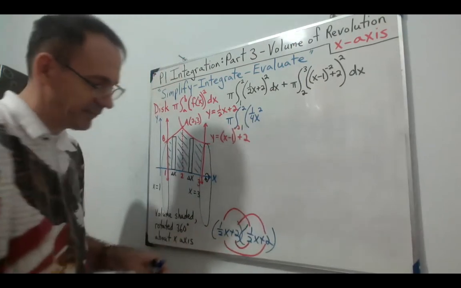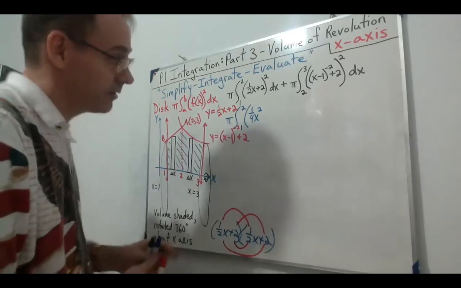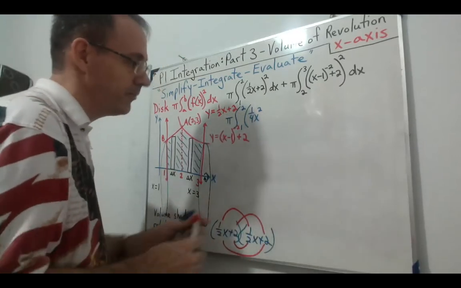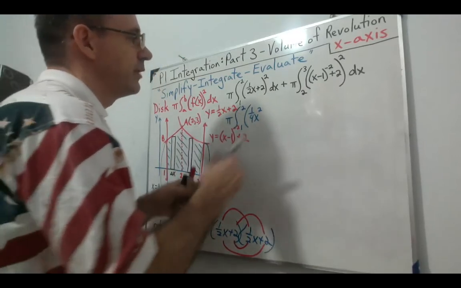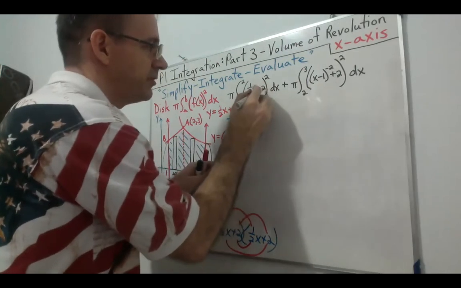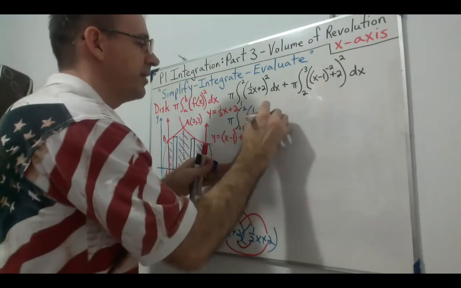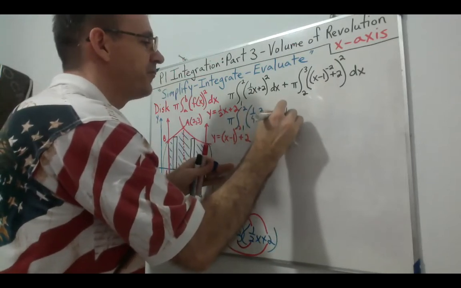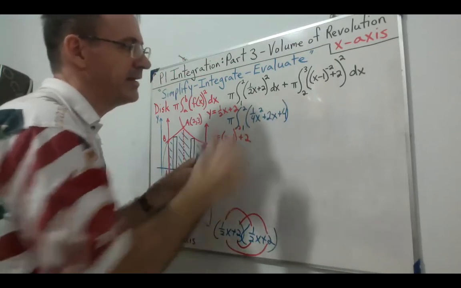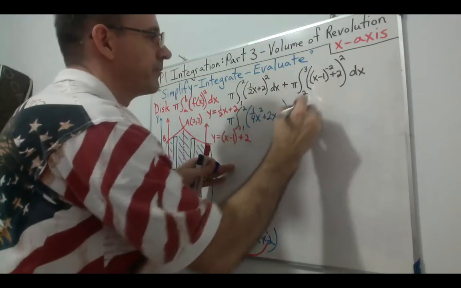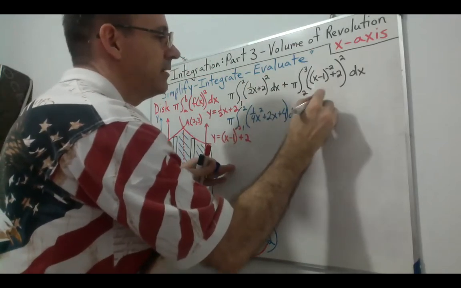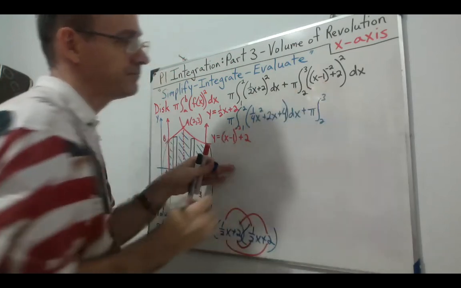See your little smiley face there? So you need to expand it out. So you get 1/4 x squared plus, when you multiply the 2 times it, you get 1x, and there's another one, so plus 2x plus 4. That's the expanded, and then the dx. Plus pi from 2 to 3.